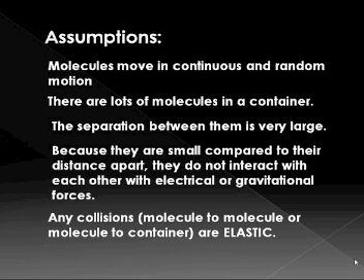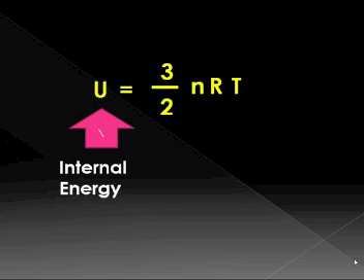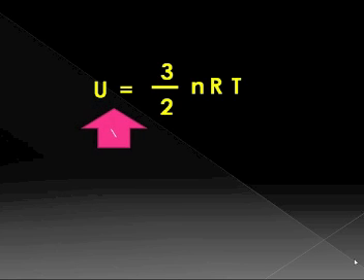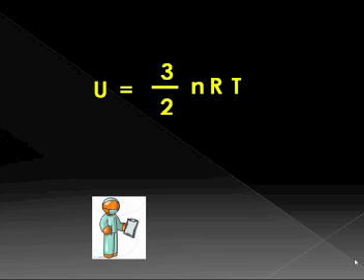Now here's a formula that can be derived by Newton's laws and applying all the different laws to these assumptions. But what we will do is memorize it. This is the internal energy, U, the internal energy. And the internal energy in a gas is 3/2 n, we've seen this before, number of moles, R, that constant, and T in Kelvin. U equals 3/2 nRT.